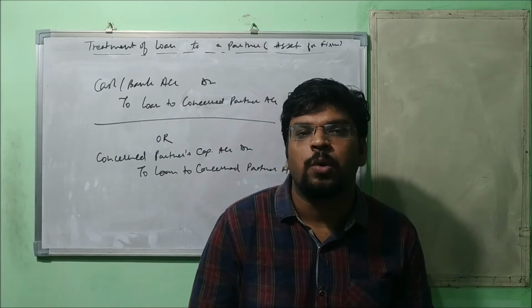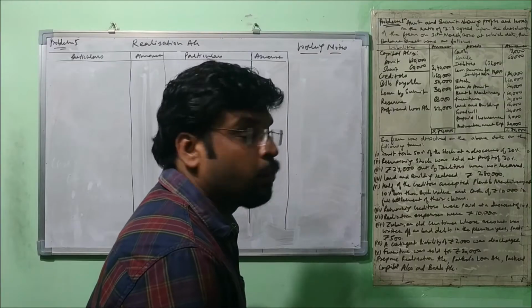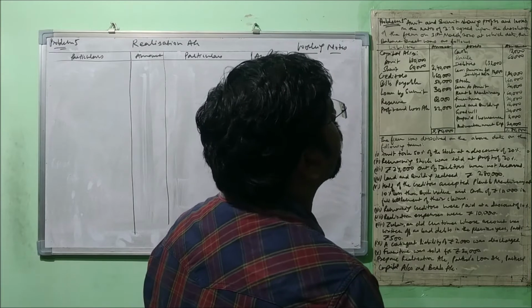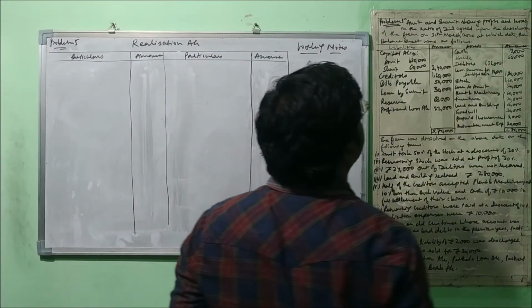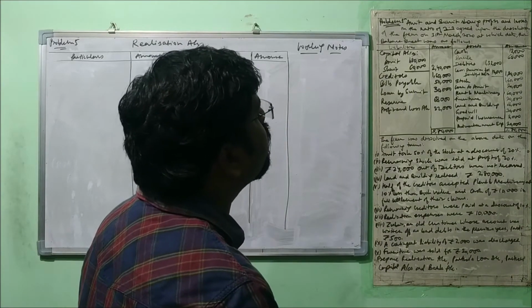You can see one numerical problem on your screen. So I have written the question here, problem number 5. Amit and Sumit, sharing profits and losses in the ratio of 3:2, agreed upon the dissolution of the firm on 31st March 2020, at which date their balance sheet was as follows.